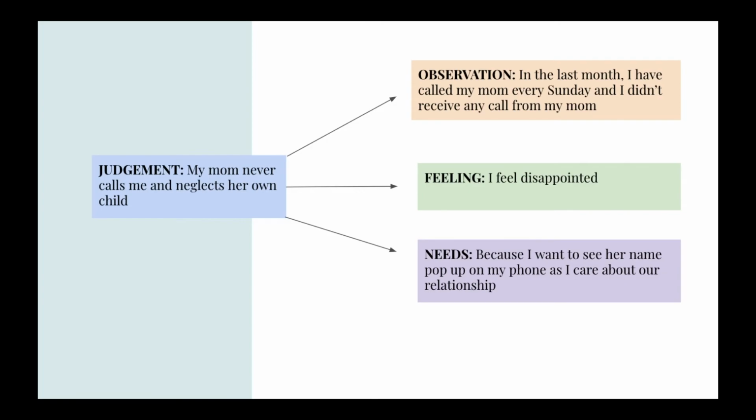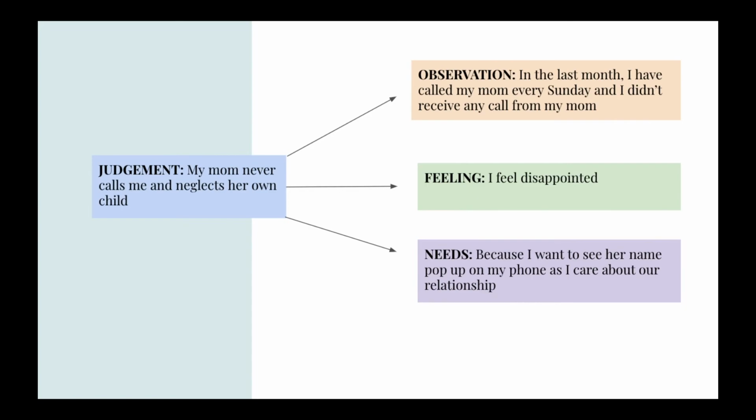So instead of saying, "Mom, you never call me and neglect your own child," I can say it as, "Mom, in the last month, I've called you every Sunday and I didn't receive any call from you. And I feel sad and disappointed because I want to see your name pop up on my phone because I care about our relationship." Imagine how the latter will be received by my mom. It will be received a lot more openly, right?